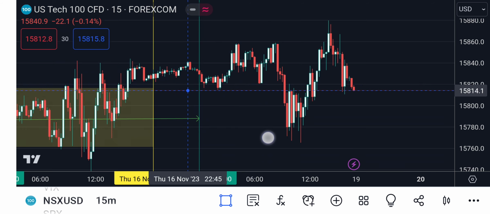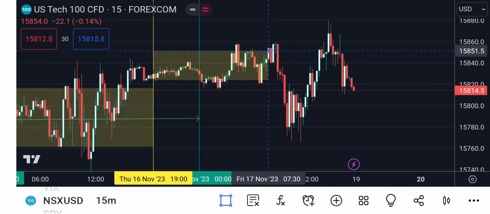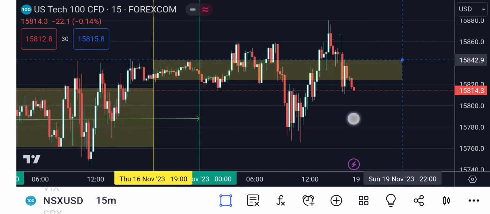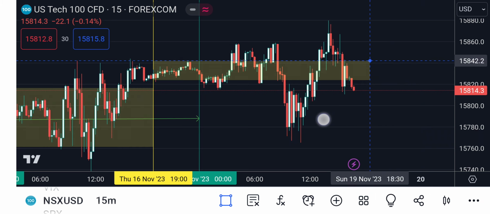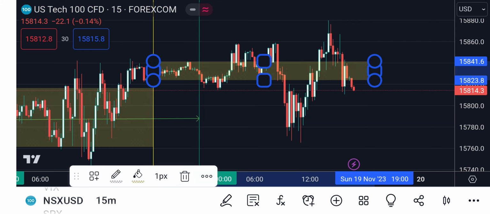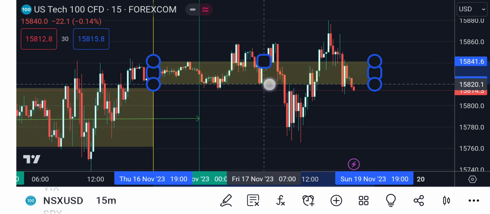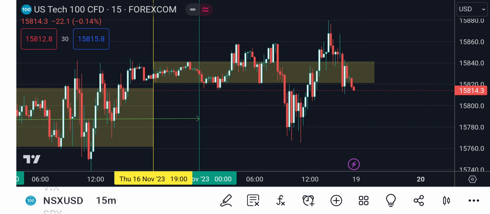Now on our next day, I'm going to mark our next range, our next Asian range for Friday, which is this one here, all the way up until 7. So this is our next Asian range here.